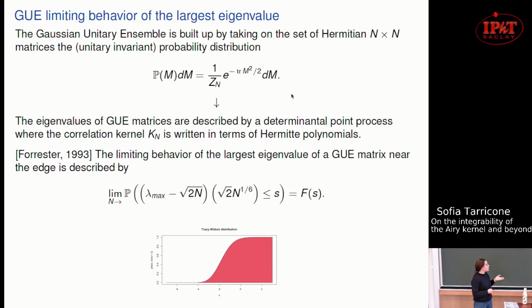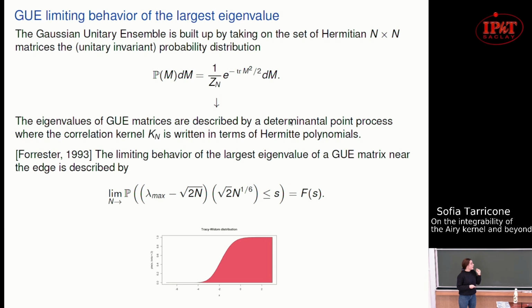And it turned out that the eigenvalues of such a random matrix are described exactly by a determinantal point process. So the correlation functions of the eigenvalues, which are all real, so they are on the real line, because we are looking at Hermitian matrices, are encoded by a determinantal point process. This is explicitly written in terms of a correlation kernel that depends on the size of the matrix, K_n, and it is written out in terms of the Hermite polynomials.